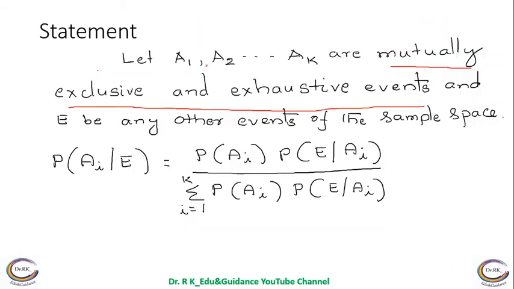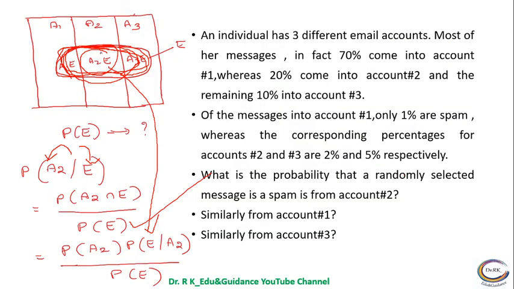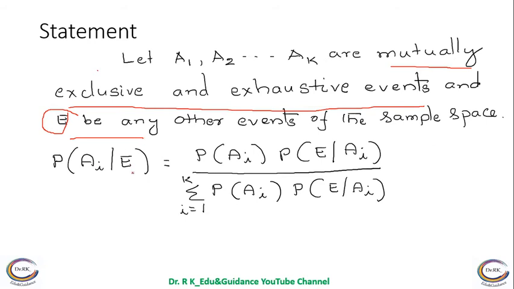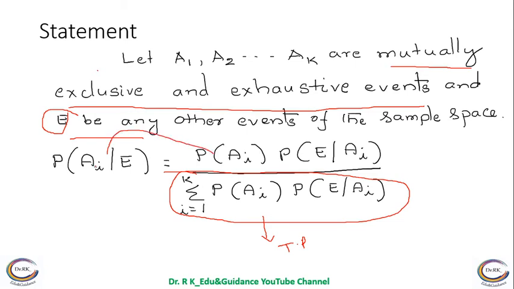So A1, A2, AK are mutually exclusive and exhaustive events, and E is any other event, like what we have been discussing previously. Then the probability P of AI given E equals P of AI into P of E given AI, divided by the total probability. This is the probability in favor of this event. Suppose I equals 1, then P of A1 given E equals P of A1 into P of E given A1, divided by the total probability.